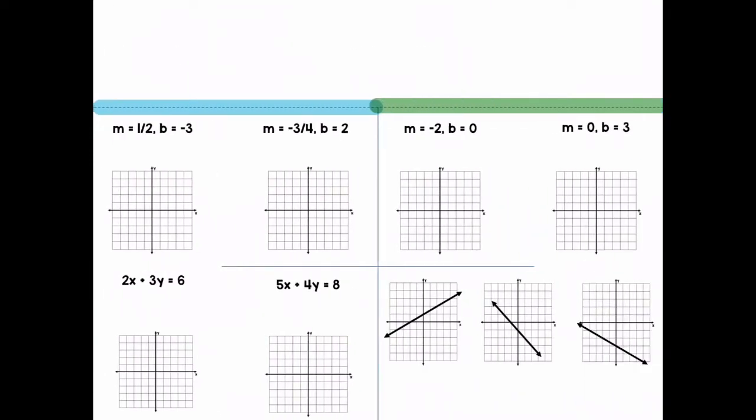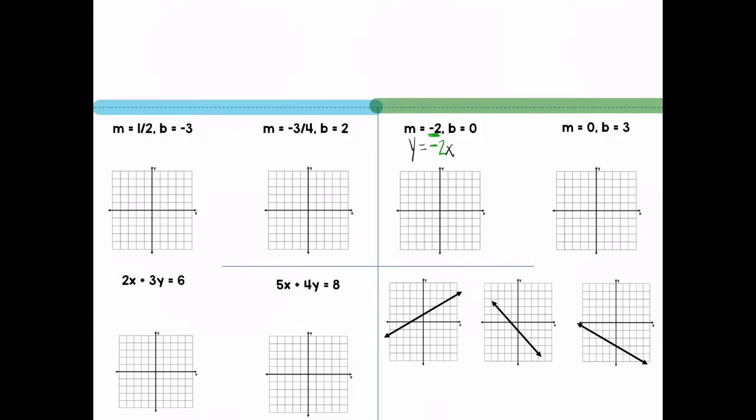So let's flip open to this section. Here, m is negative 2 and b is 0. So my equation is y equals negative 2x plus 0, and if I add 0 to anything, it really doesn't change anything. So it's just negative 2x, and that is a proportional relationship, which you should remember from last year.